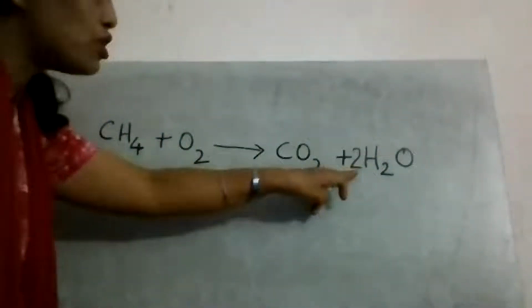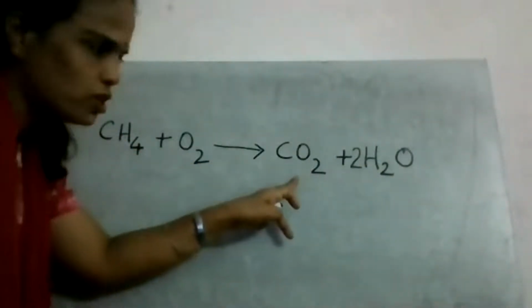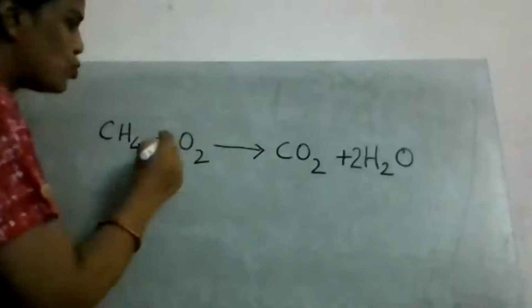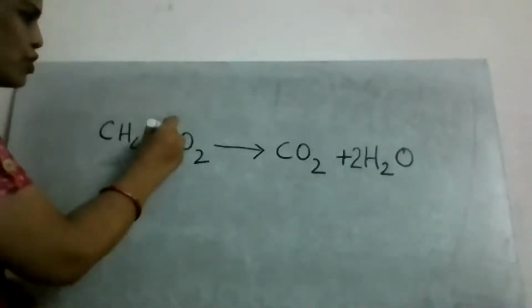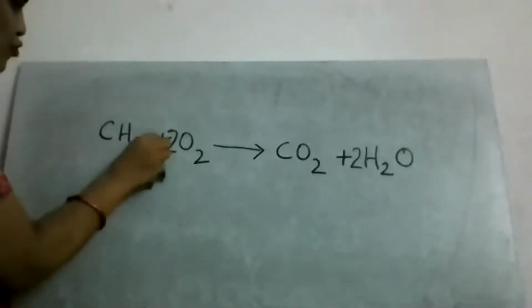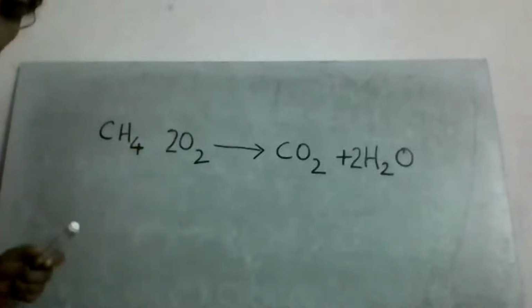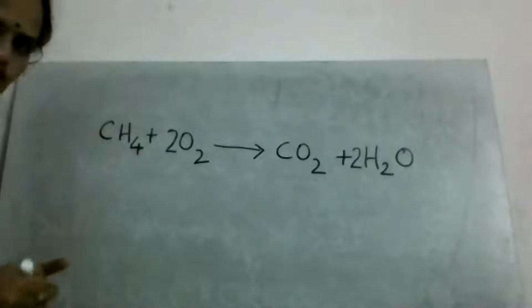Then we balance oxygen. On the right side there are 2 oxygen atoms in carbon dioxide and 2 in 2 H2O, so 2 plus 2 is 4. So I'll put here on the left hand side 2 moles of oxygen. This is how I'll be balancing the equation. So first thing, while you write the stoichiometric relation, you need to balance the chemical equation first.